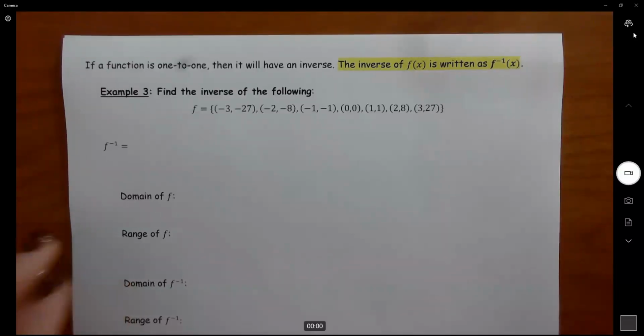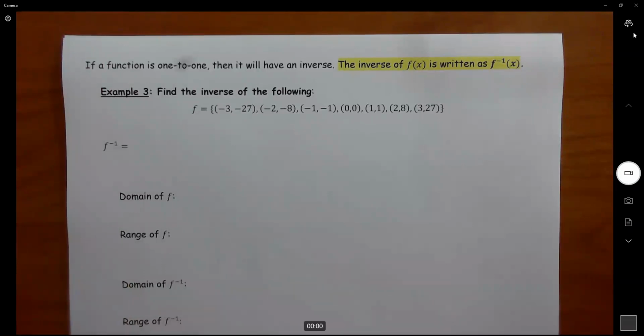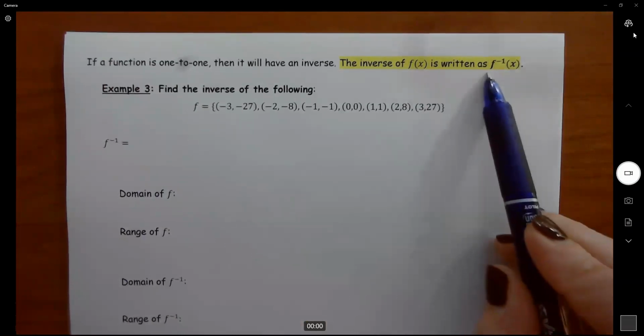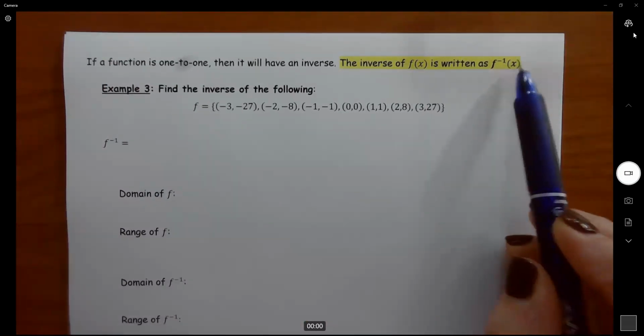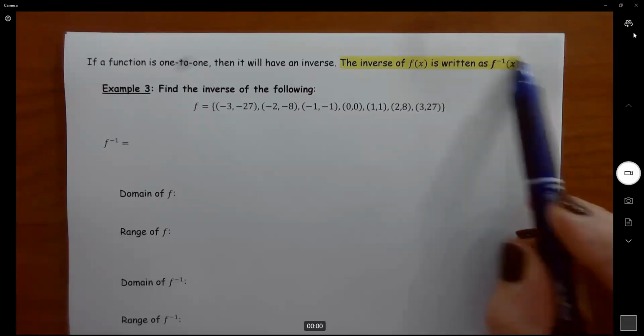Now that we know what one-to-one means, we can get into the meat of this lesson. If a function is one-to-one, meaning the x values don't repeat and the y values don't repeat, or if you're looking at the graph, it passes the vertical and horizontal line test, then it will have an inverse. We write the inverse of f of x as f of -1 of x. This does not mean this is an exponent, this is just notation.